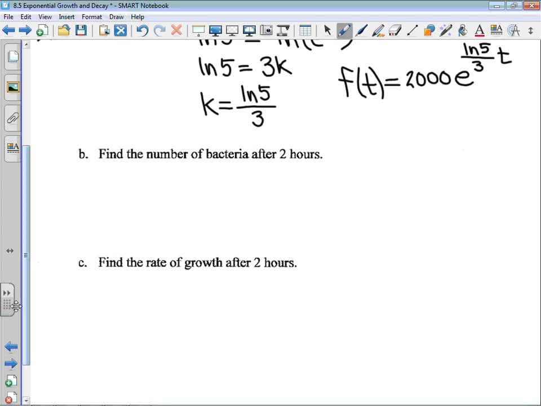You don't want to just truncate it at 2 or 3 decimals. You want to take as much accuracy as your calculator can give you. All right, to find the amount of bacteria after 2 hours, this is f of 2. That's going to be equal to 2,000 times e to the power of ln 5 over 3 times 2. And this is definitely just using your calculator.